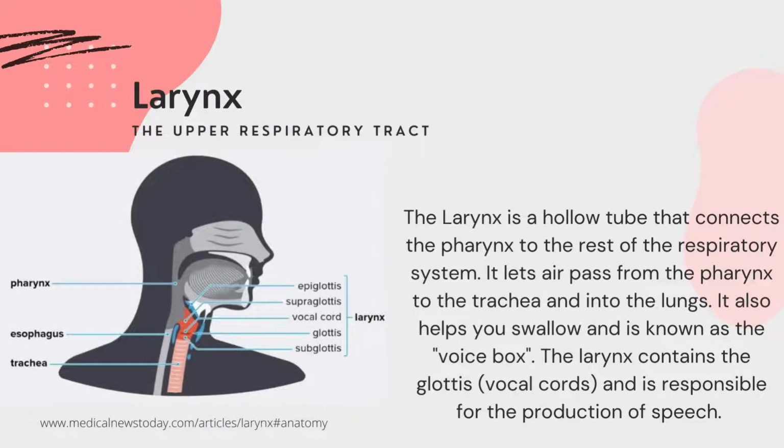The larynx is a hollow tube that connects the pharynx to the rest of the respiratory system. It lets air pass from the pharynx to the trachea and into the lungs. It also helps you swallow and is known as the voice box. The larynx contains the glottis, which are the vocal cords, and is responsible for the production of speech.